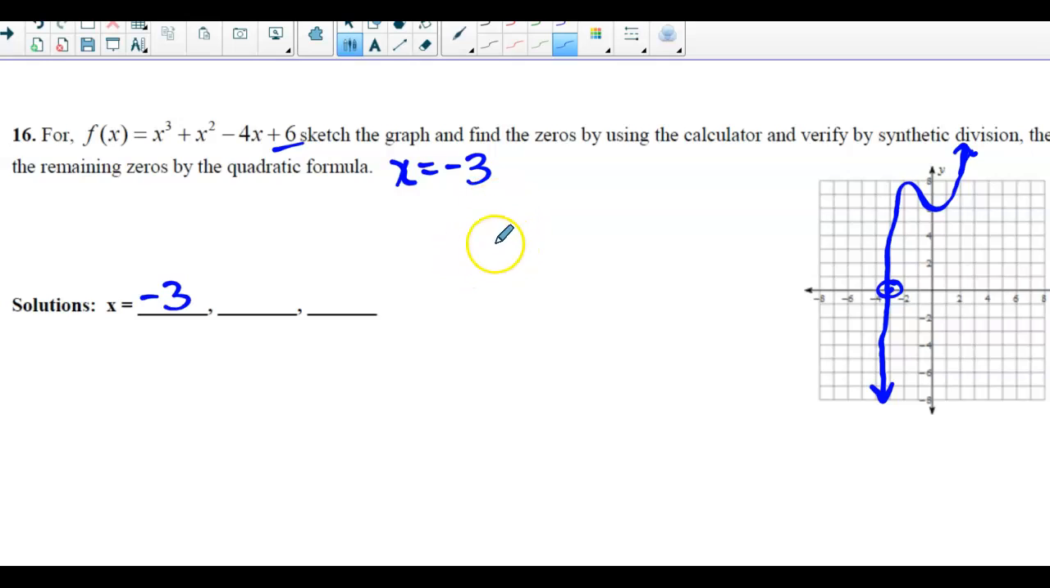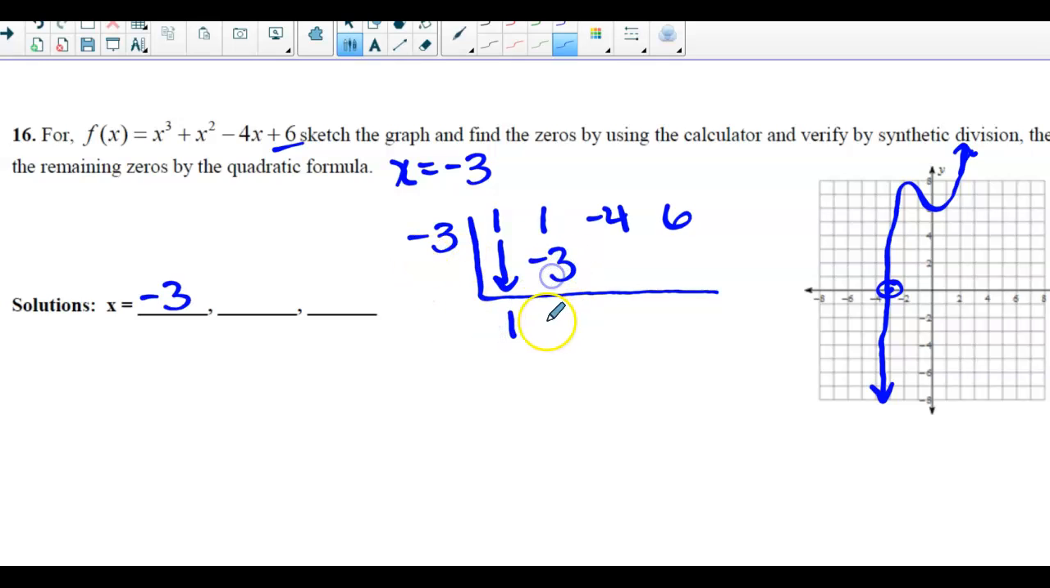Then I would do my synthetic division with my negative 3. If you were doing long division, you would do it as a factor, x plus 3. My coefficients are 1, 1, negative 4, 6. So bring down the 1, negative 3, add that, negative 2, here's 6, positive 2, negative 6, 0. Getting this remainder of 0 just confirms I divided correctly. That's supposed to have a remainder of 0 because it's a factor, it's a root, it's supposed to work. Now these are the coefficients for my remaining quadratic.